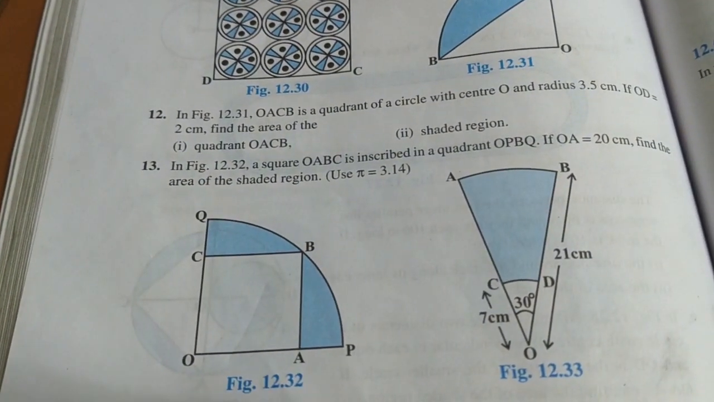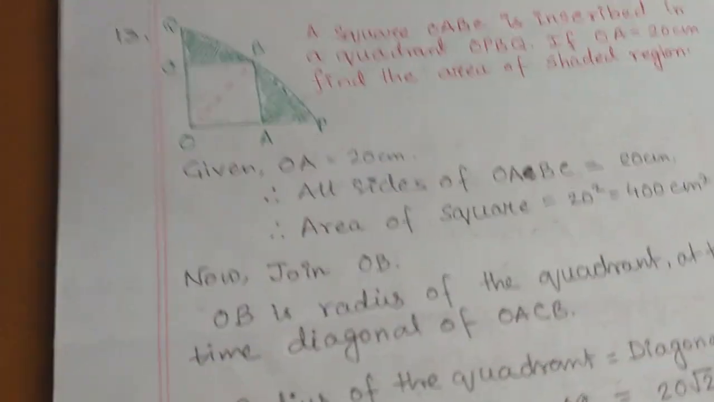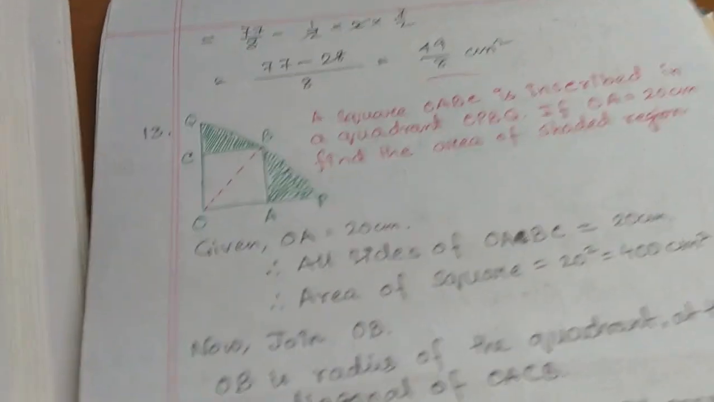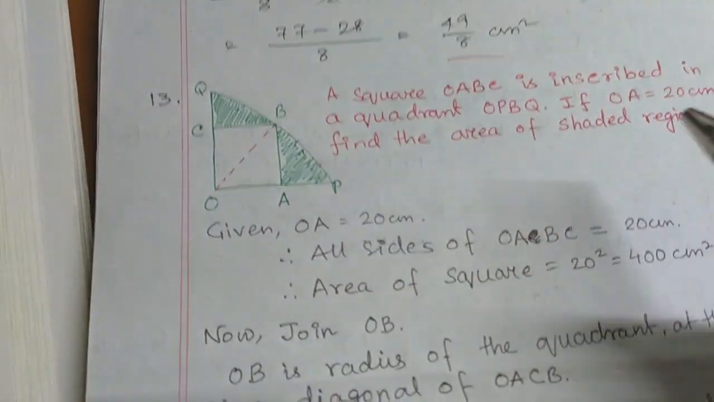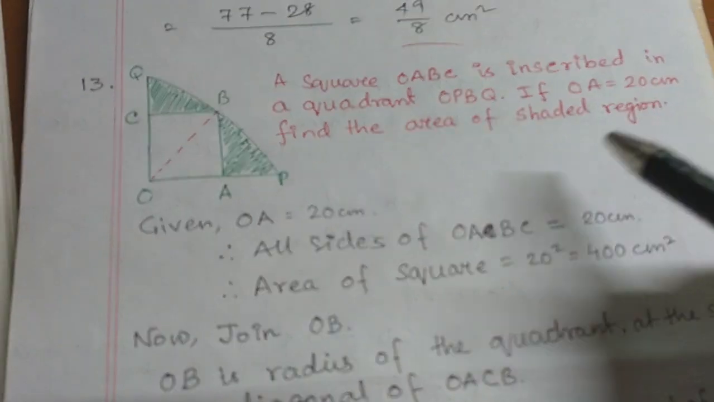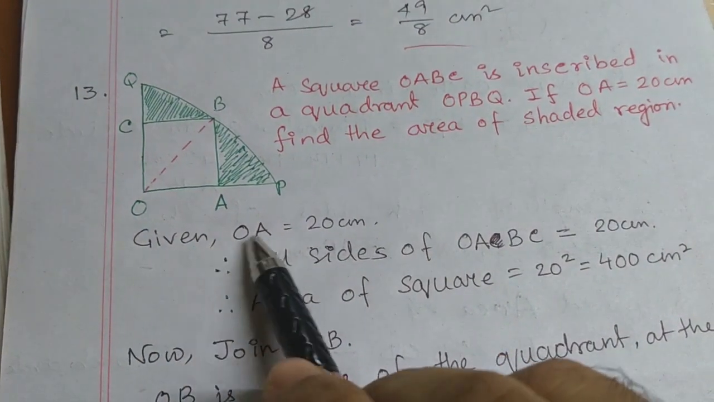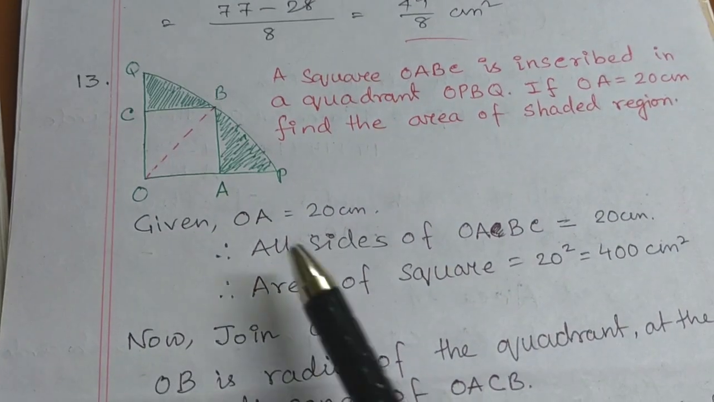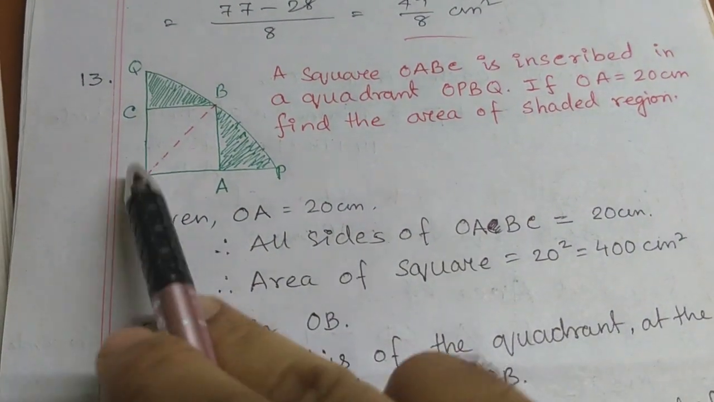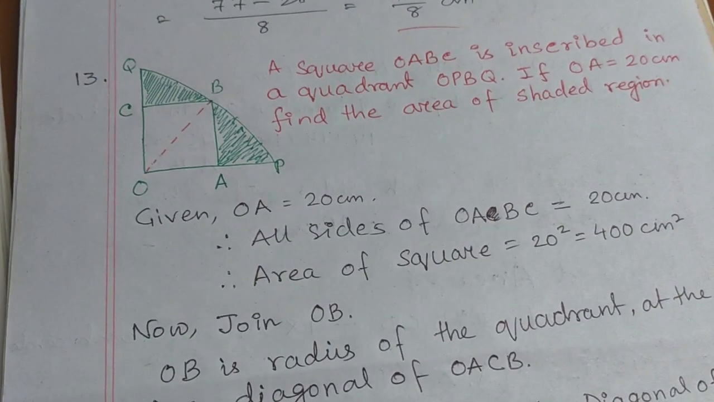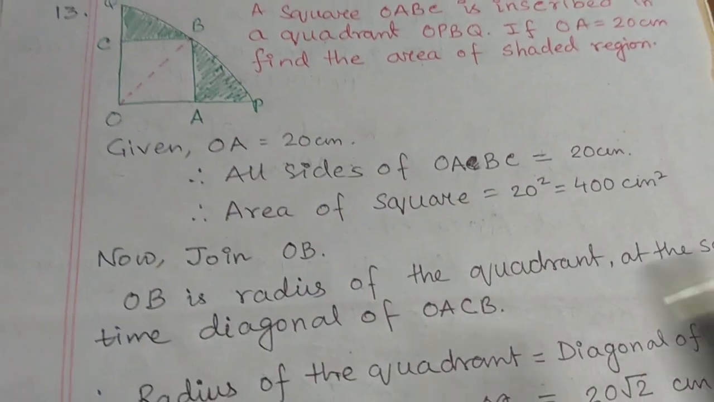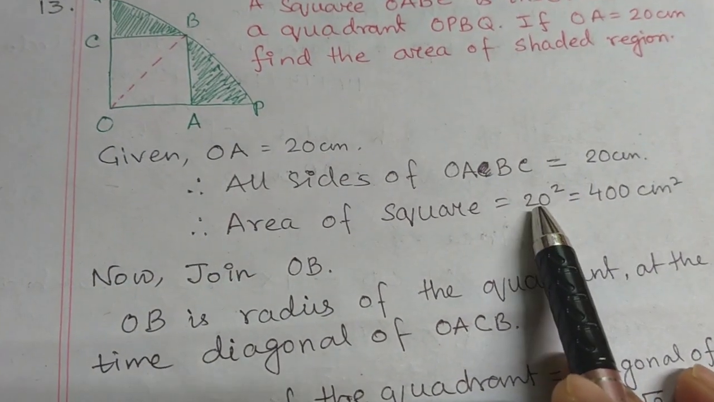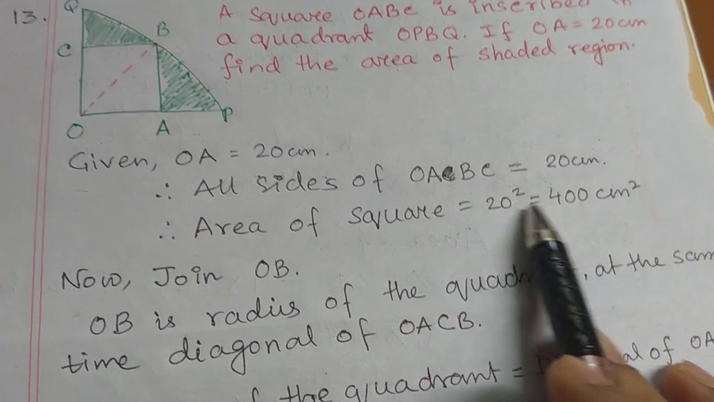Okay, now come to the solution. Here I drew this diagram. So again I'm saying this question. What is given? Given is OA equal to 20. So we know that all sides of OABC are 20, because it is a square. What is the area of a square formula? Side square, that is 20 square, which is 400.